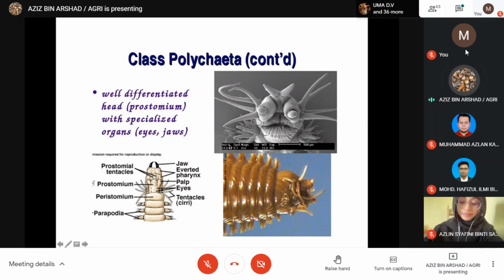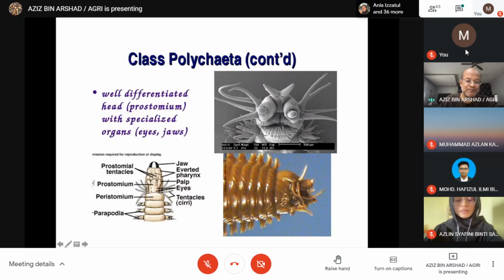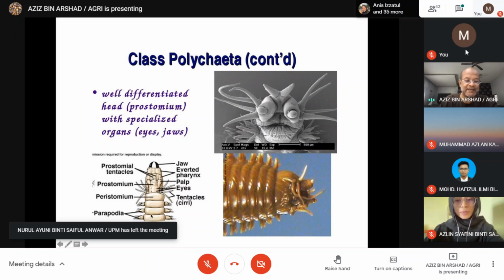So in Polychaeta, the head part has been modified largely into several appendages, which are used mainly for feeding, because you can see here the jaw. If you have a jaw, then you are carnivorous, and the jaw is embedded in the pharynx that can be withdrawn and shot out during the process of feeding. And there are palps and peristomium and all this. And you see the parapodia, which is the feet on the side of the worm, called parapodia.